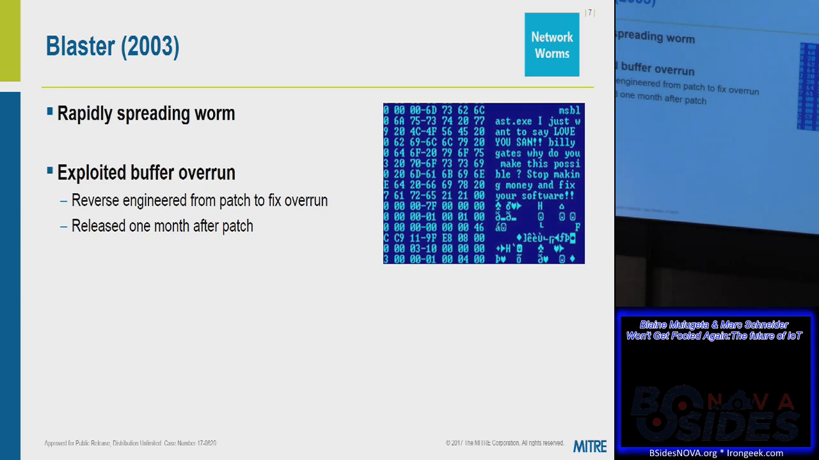Later, what was discovered is that the authors of this virus actually reverse engineered that patch to find the buffer overrun, and then wrote the virus using that. So because patches were not applied in a timely manner, all those machines got hit by Blaster, and it was a lot of machines.